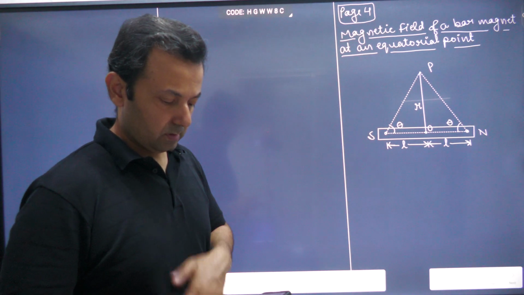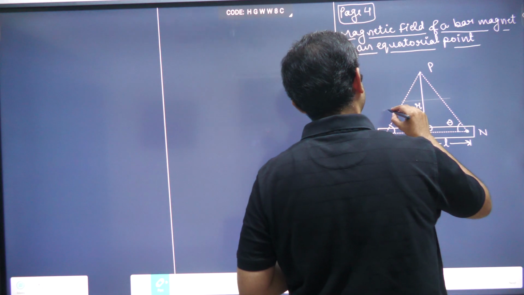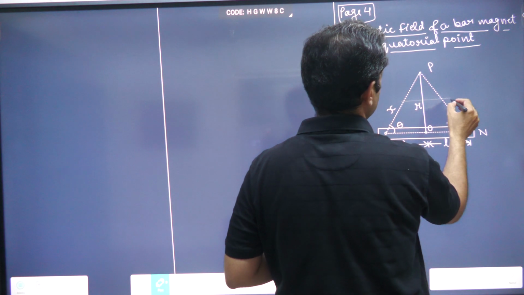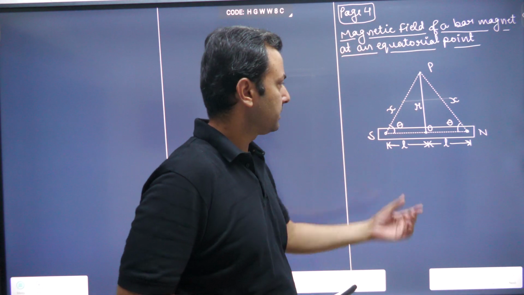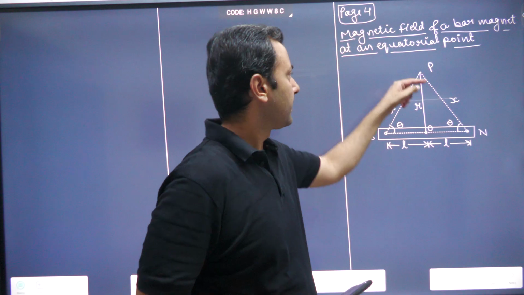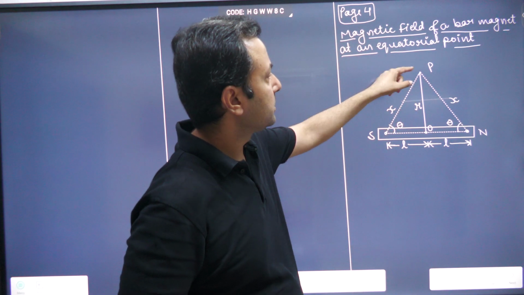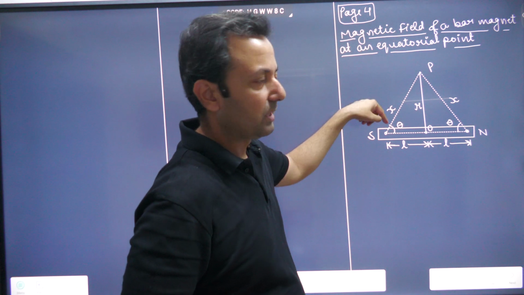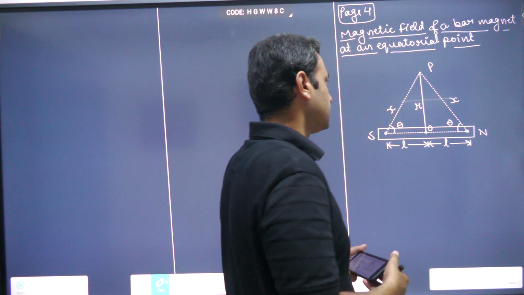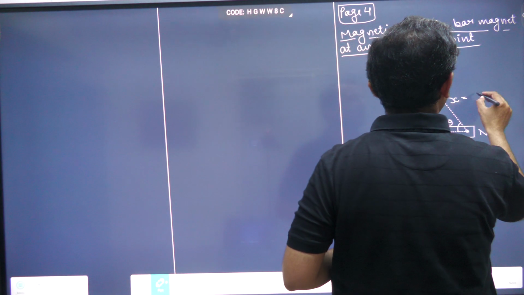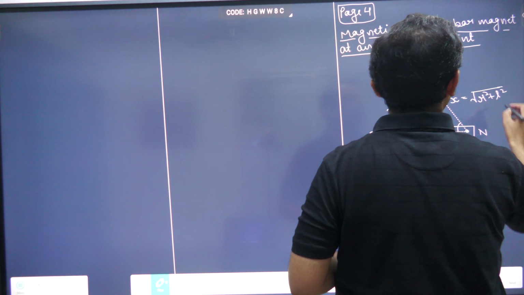Now, let us consider this distance to be small x, and this distance will also be small x because these two triangles are congruent triangles. Whenever we take the distance from any point on the perpendicular bisector, those two lengths are the same. So we have considered it as x. And what will be the value of x? x will be under root of r squared plus l squared.